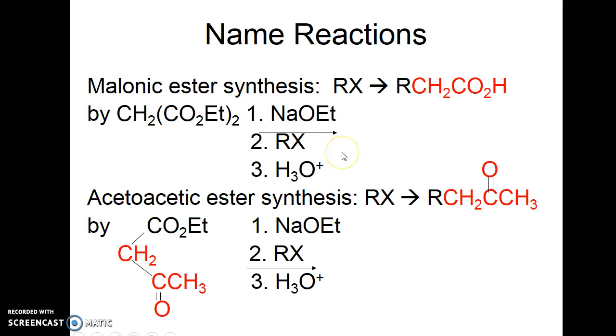And look and see what the net effect is. Up here, we can take an alkyl group, remove the halide, and basically add an acetic acid group onto that primary carbon. Here it looks like acetone that we've just tacked onto a carbon. So let's look at some examples of this.